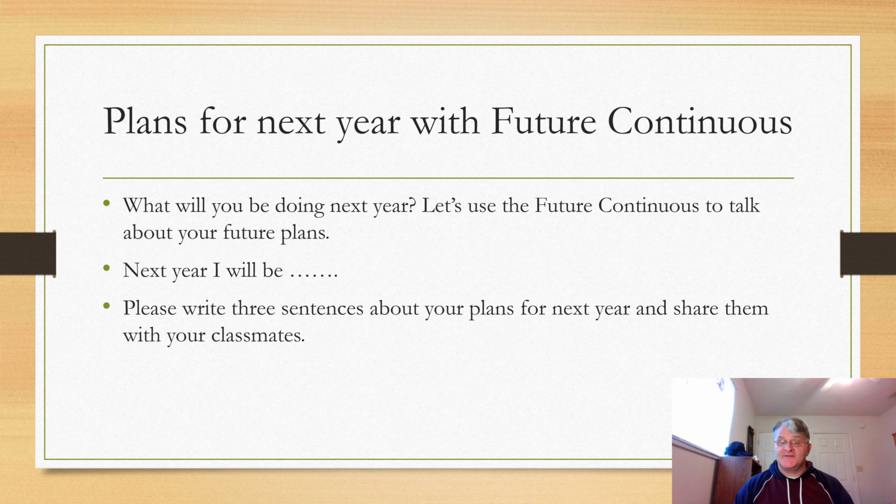Okay, so we've talked about the past, we've talked about the present. Now we're going to practice using the future continuous to think about your plans for next year. So let's think about your plans for next year, and we will use the future continuous to talk about them. Examples like next year I will be climbing a mountain in Alaska. Exactly. Next year I will be running a marathon in my city. Yeah, so things that you can do talking about the future.